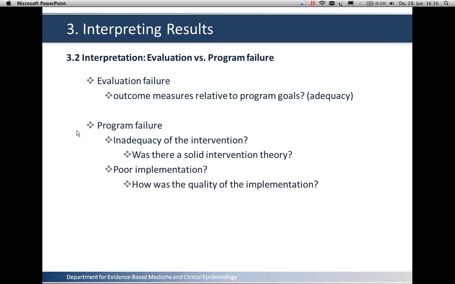The first question is, was there a solid intervention theory? Is there a theory behind this intervention? I'm sure in biomedical clinical interventions, like pharmacological studies, there are clear intervention theories. In public health, or especially in health promotion, it's often hard work for the evaluator to get a solid evidence-based intervention theory. The second question, was it a poor implementation?